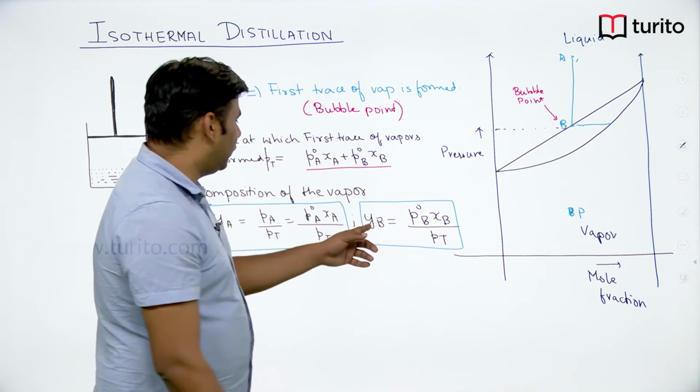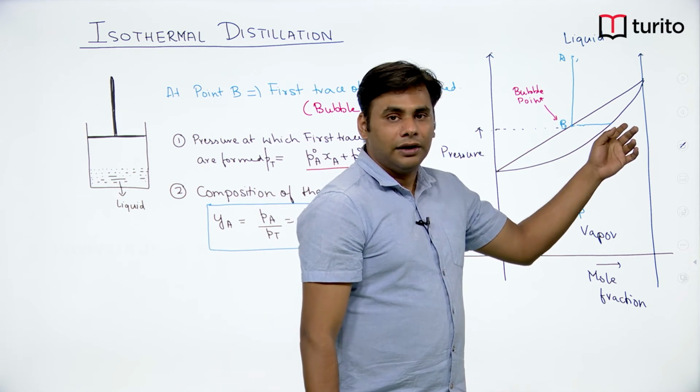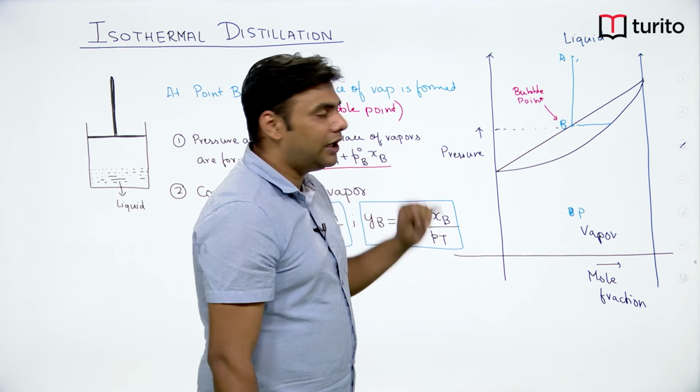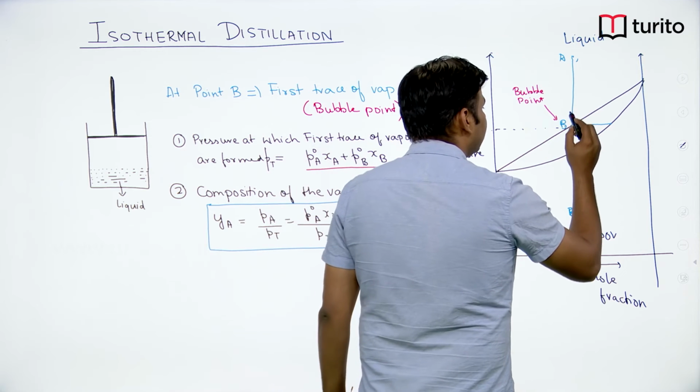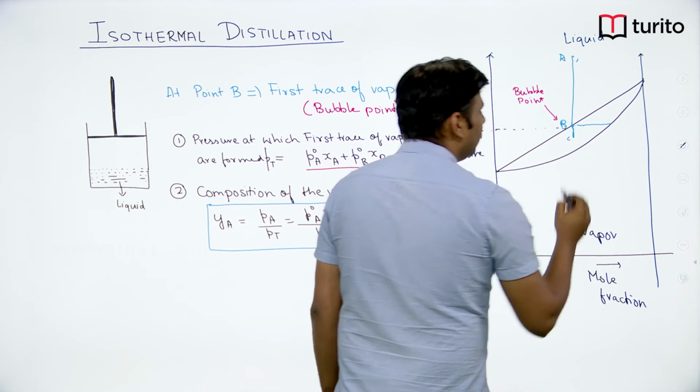Okay, so which we are finding over here, the composition of the vapor would be found by just dropping a perpendicular on the vapor graph. Now if we keep on decreasing the pressure, suppose we reached a point C over here.